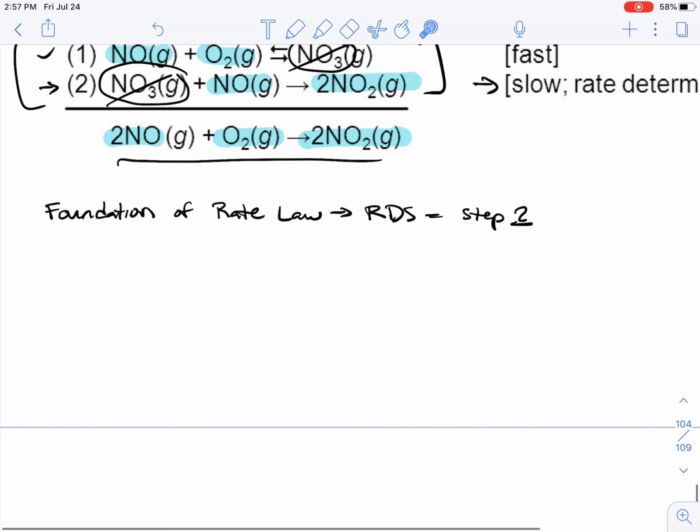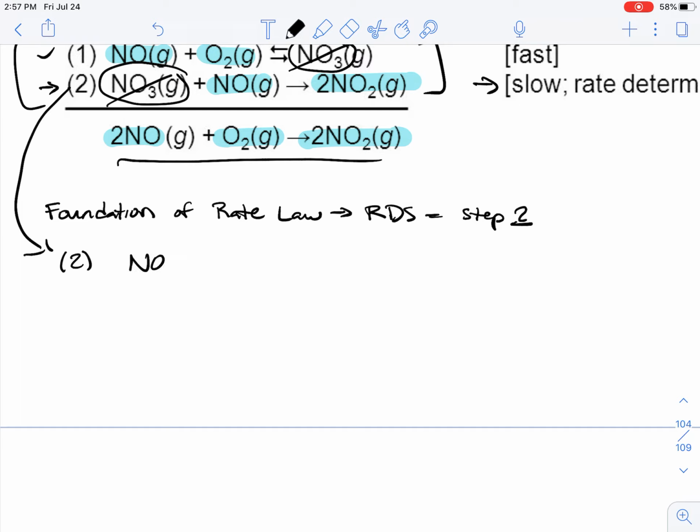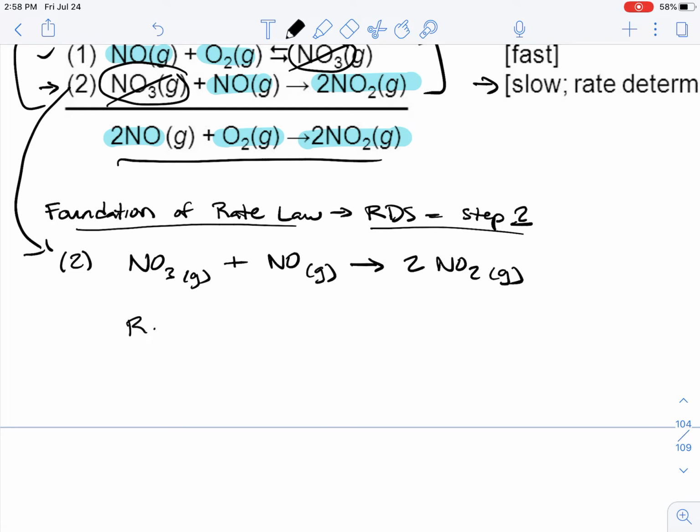Okay, so here we have NO3, I'll leave some space, and we have NO, and we have 2 NO2. All right. So we're going to write the foundation of our overall rate law based on the rate determining step, which happens to be step 2. So therefore, the rate of the chemical reaction is equal to the rate constant K times the concentration of NO3, which is a reactant. And so since the coefficient is 1, this is first order, times the concentration of NO, which is our second reactant in the second elementary step. And it's going to be raised to the first power.